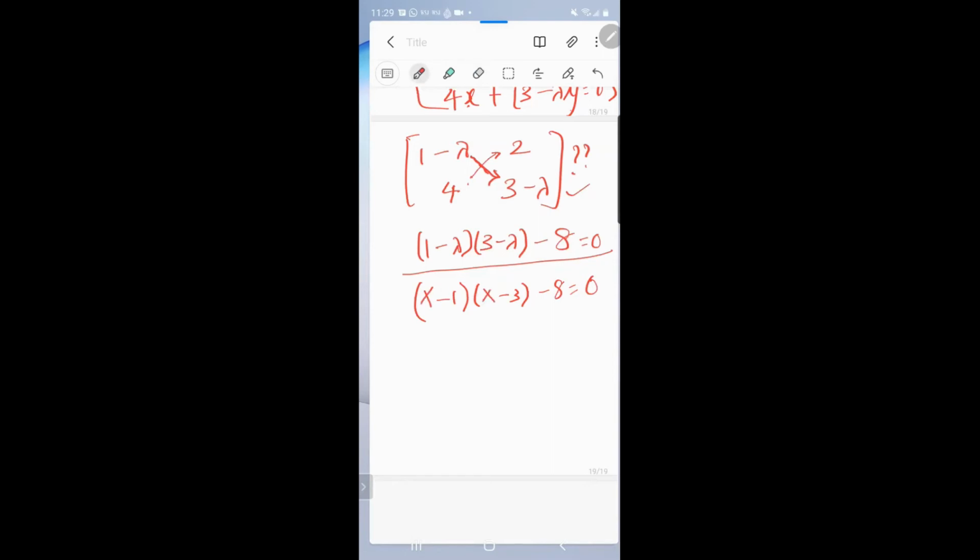x minus 1 times x minus 3 equals... okay, at least 3, 4 people's answers matched. x squared minus 4x plus 3 minus 8 also, right, Meghna? There is a minus 8. So you get x squared minus 4x minus 5 equals 0. So this is (x minus 5) times (x plus 1).